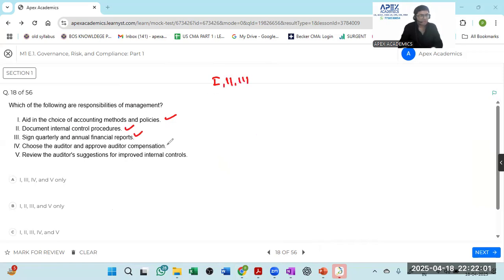Choose the auditor and approve. No, this is the responsibility of the audit committee. Review the auditor's suggestions for improved internal controls. Yes, they will do that.